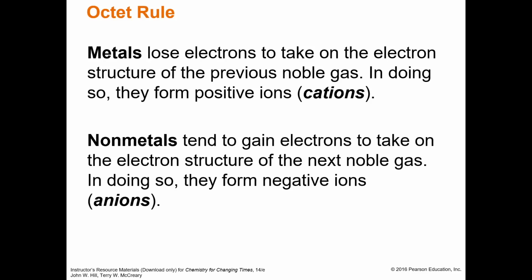Nonmetals, which are on the upper right side of the periodic table, will tend to gain electrons. And that is so that they'll take on the electron configuration of the next nearest noble gas, which is to the right on the periodic table, where they're already very close. And this means they're typically going to gain electrons, and that means they're going to gain a negative charge and become a negative ion. Negative ions are referred to as anions. The easy way to remember that is ants are negative, anions.